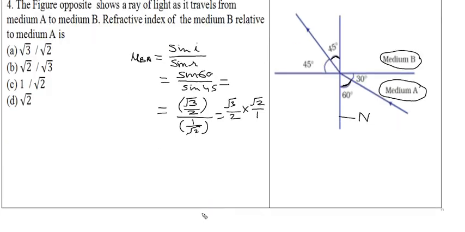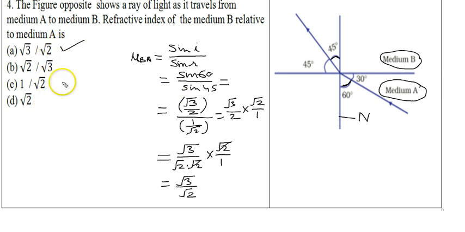Now when you further solve this part, in place of 2 we can write root 2 into root 2, so that is equal to 2 here, into root 2 by 1. So this cancels out, and the answer is root 3 by root 2. So let us examine the options in the answers. We find A is the correct option. So we will go with answer A, that is, the refractive index of the medium B relative to medium A would be root 3 by root 2.